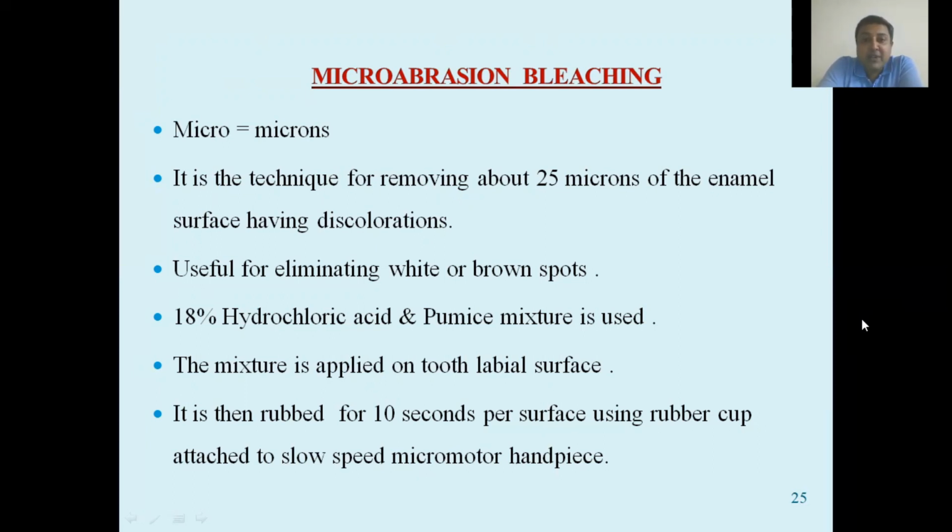Here 18% hydrochloric acid and pumice mixture is used in this technique. The mixture is applied on the tooth's labial surface. It is rubbed for 10 seconds using a rubber cup attached to the slow handpiece, preferably the micromotor handpiece.